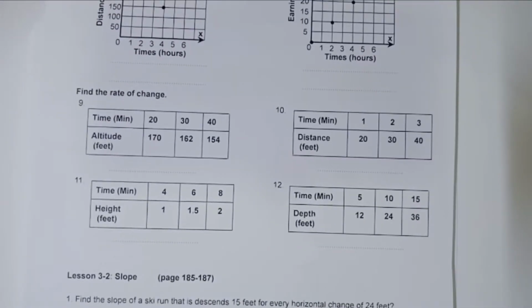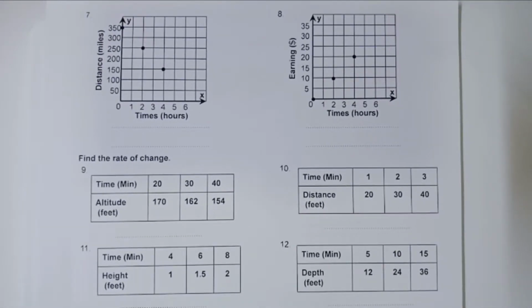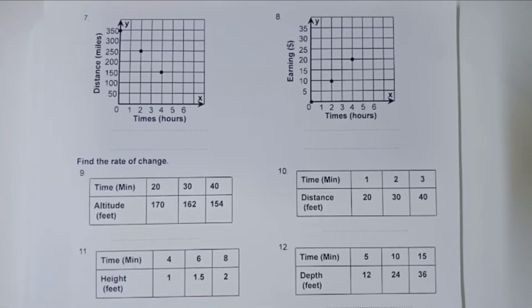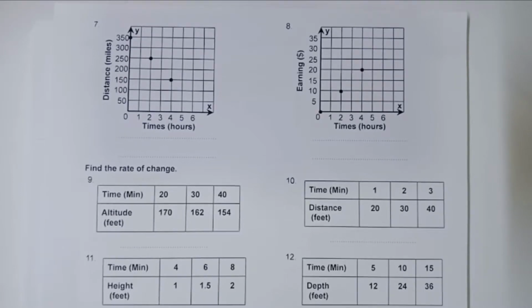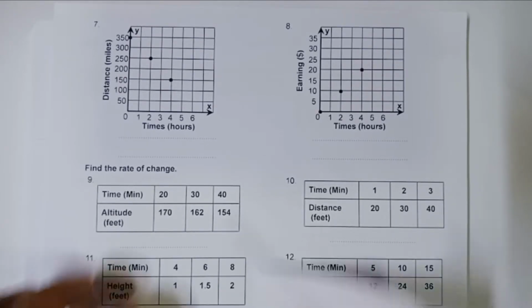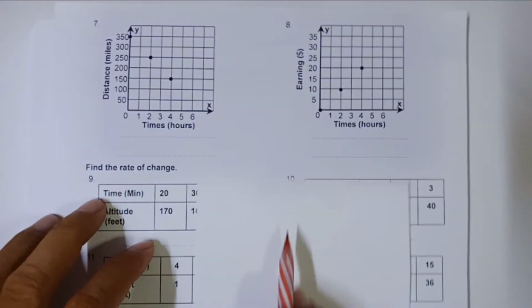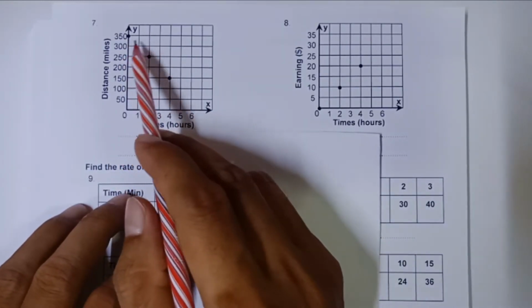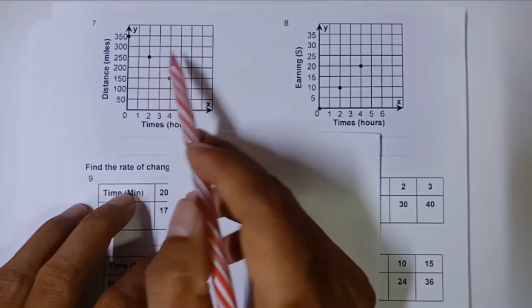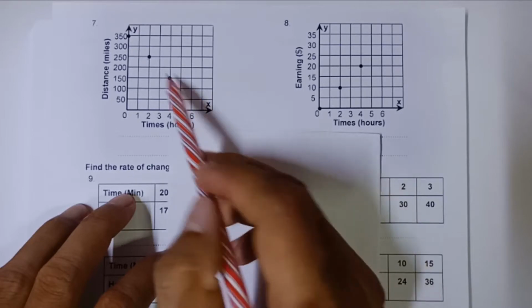Let's move on to the next numbers. Okay, number 7. So we don't talk about times and distance. Let's list down first in this one. 350, 250, 150. We have 3 points right here.